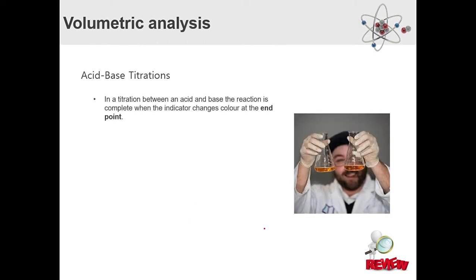So, in a titration between an acid and a base, the reaction is complete when the indicator changes color at the end point. Now, here it's orange. Now, the indicator is chosen so that it changes color right near the equivalence point. Equivalence point is a term that I haven't personally used in my class, but I'm about to.